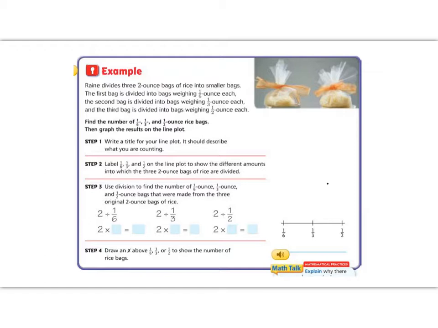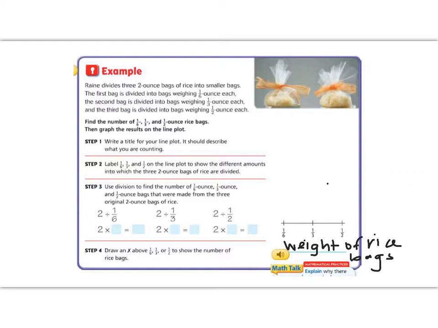Step 1 says we need to give our line plot a name. So it says it should describe what we are counting. Well, we are counting bags of rice, and we are looking at ounces. So we are going to write the weight of rice bags. Okay, step 2 says we're going to label 1/6, 1/3, and 1/2 on the plot line so that we know the different amounts. So they did that for us, 1/6, 1/3, 1/2, they're written on the line.